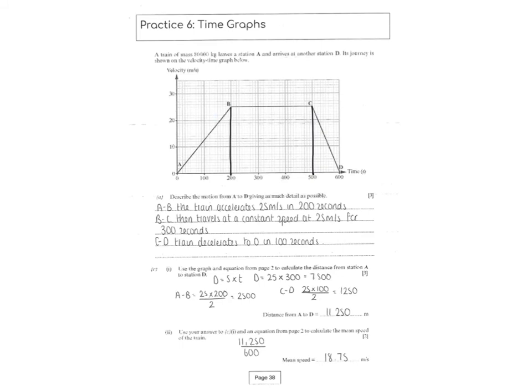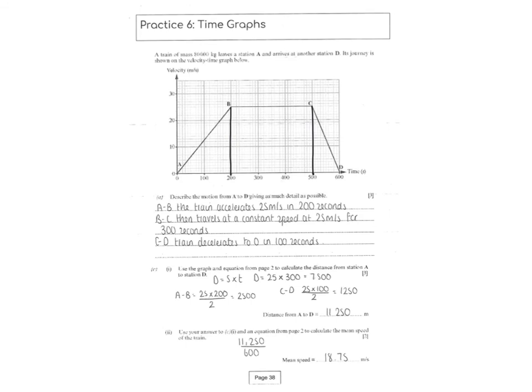Between B and C, I have to do 25 metres per second, and it lasts over 300 seconds, which gives me an answer of 7,500. Between C and D, the same, 25 metres per second, that's the difference from 0 to 25, times 100 seconds divided by 2 is 1,250. Add them all together and I get 11,250 metres.